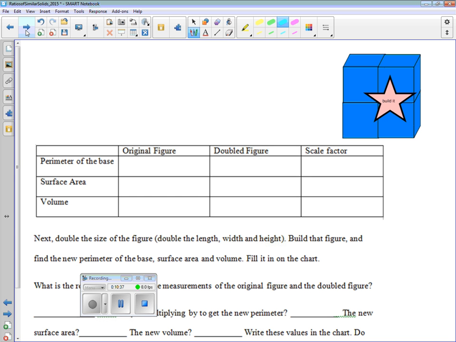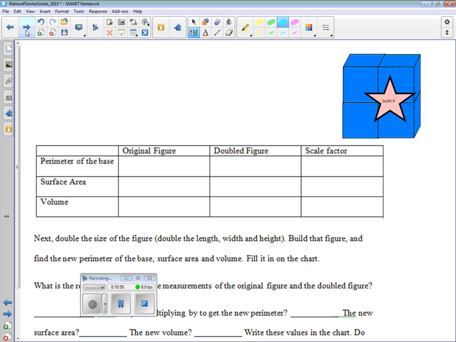Take your unit of 4 blocks, only dealing with these 4 right now, and I want you to fill in. We're going to call this our original figure, okay? This block of 4 is going to be your original figure. I want you and your group members to find the perimeter, surface area, and volume of that.